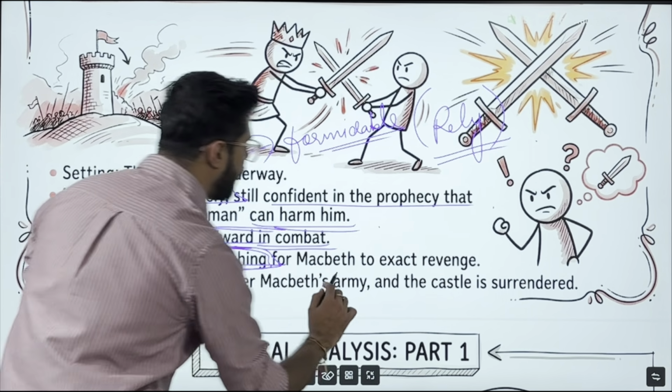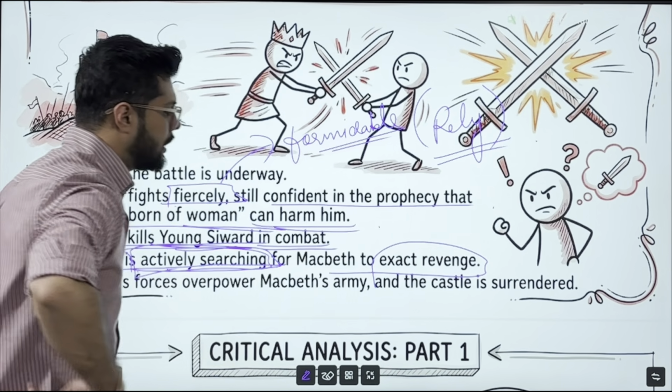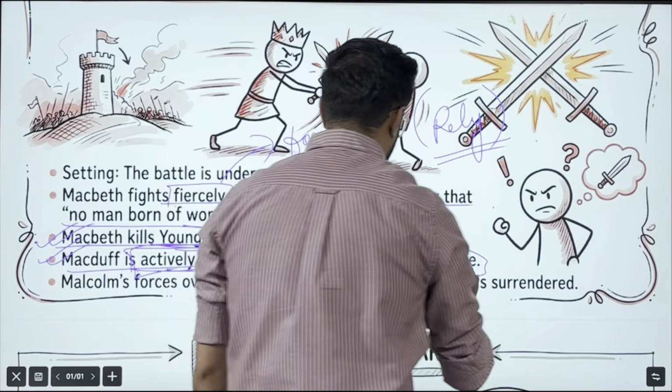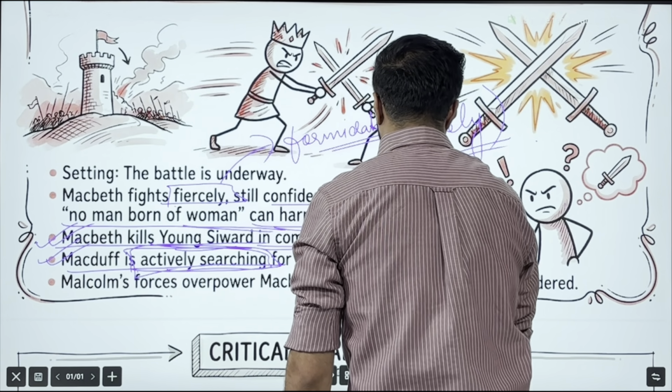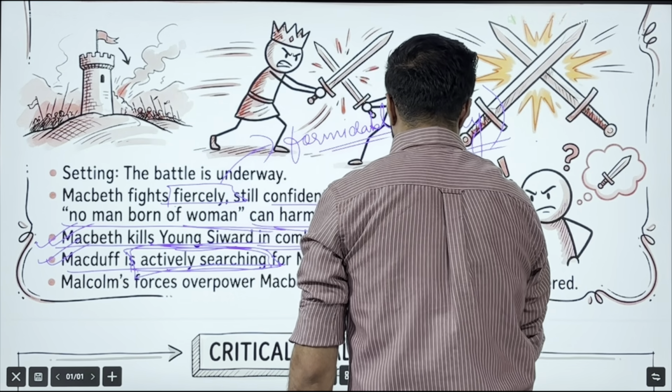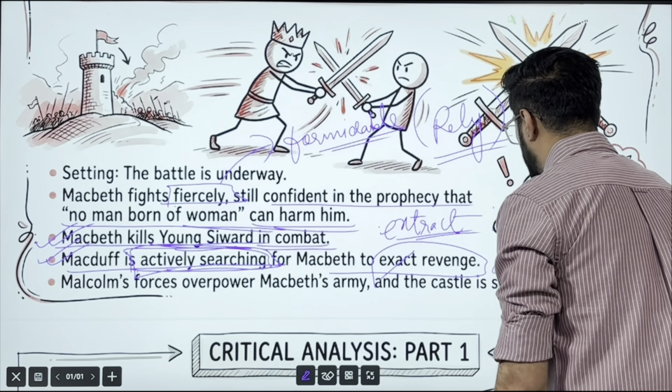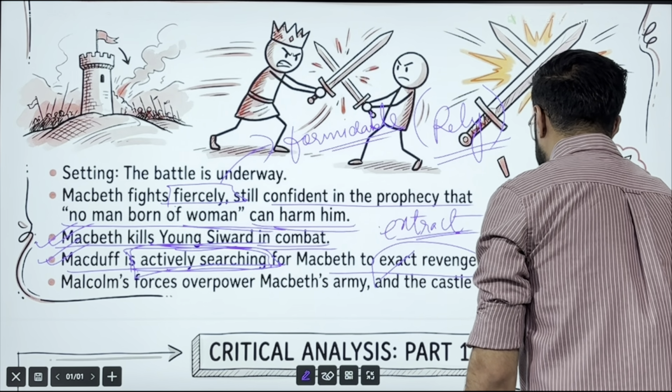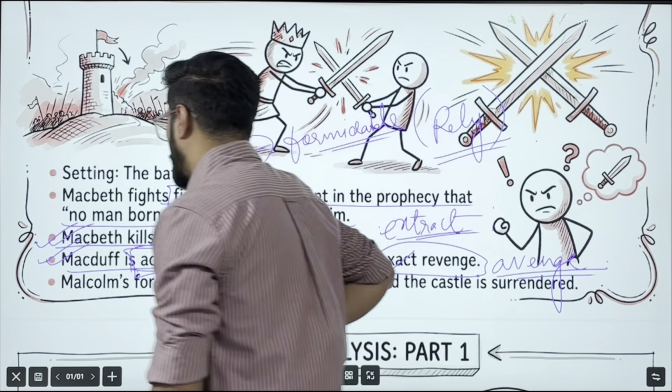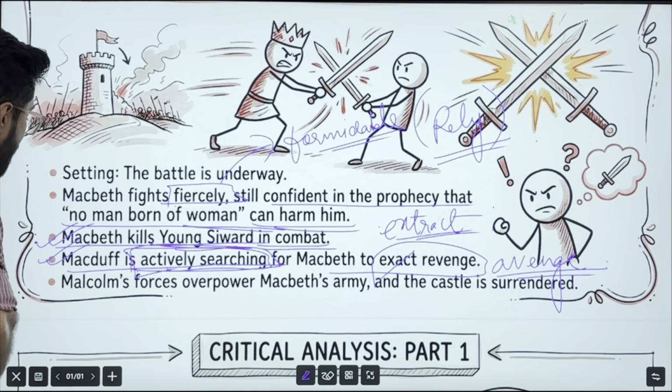Actively searching for Macbeth to extract revenge, or basically to avenge his deceased family, whom Macbeth had got murdered, killed, or ambushed.